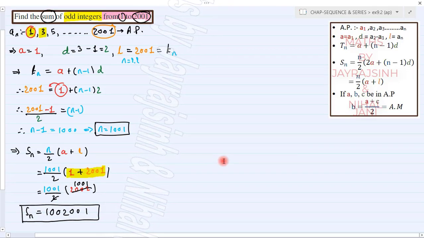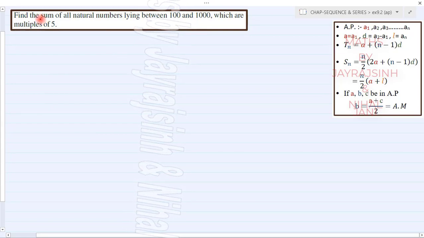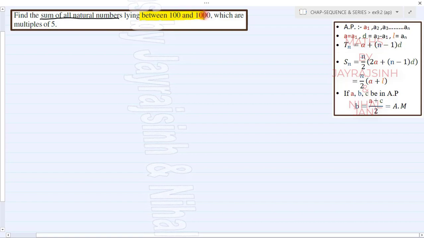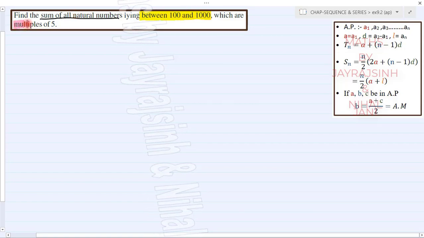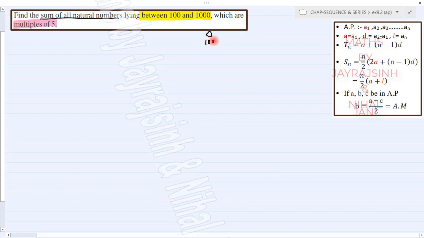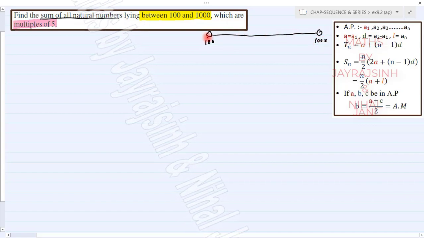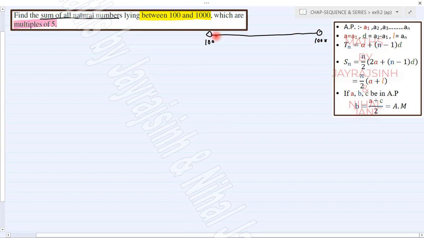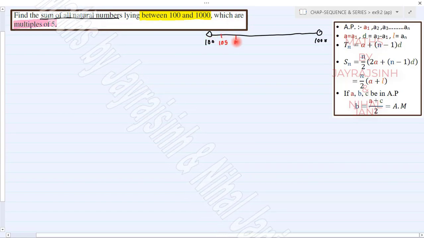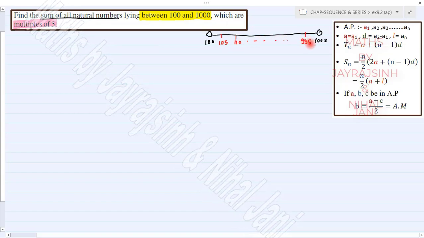Now let's move to the next question. In this question, we have to find the sum of all natural numbers lying between 100 and 1000, which are multiples of 5. That means 100 and 1000 are excluded. You have to find the in-between numbers which are multiples of 5: 105, then 110, up to 995.